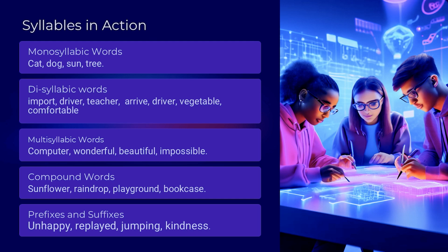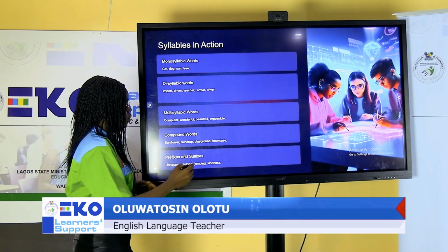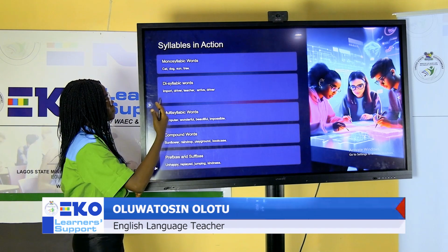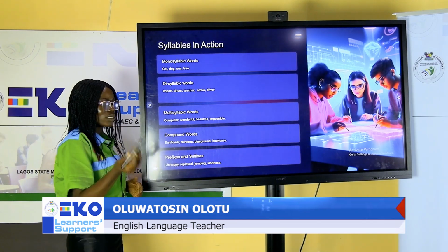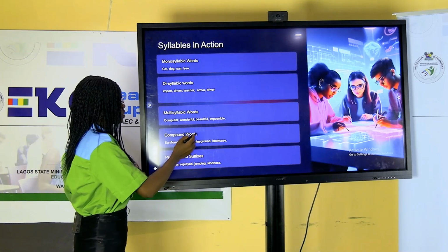Then jumping. The ing there is a suffix which has added to the syllables, making it a 2-syllable word. Jump-ing. Then kindness. The ness there is a suffix, and by adding that, it has made it a 2-syllable word. So we can form multisyllabic words by using prefixes and suffixes. We can also form them by using compound words.